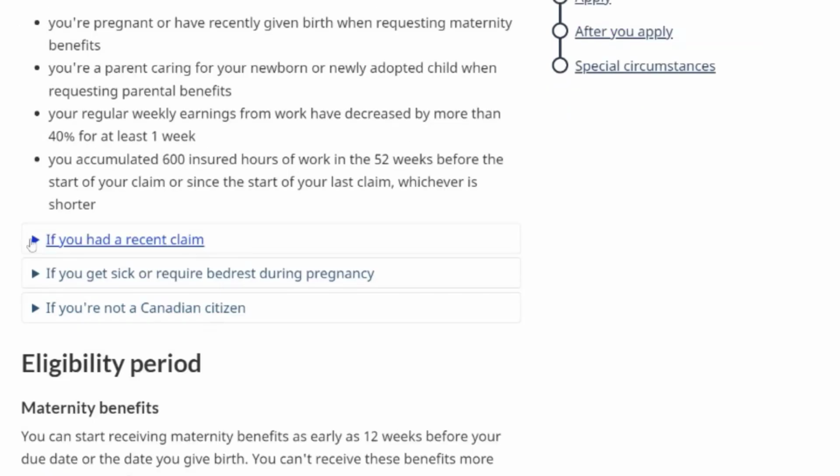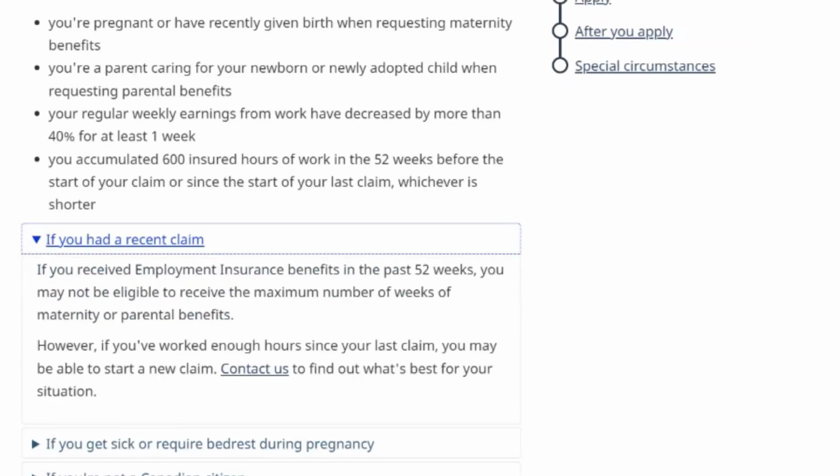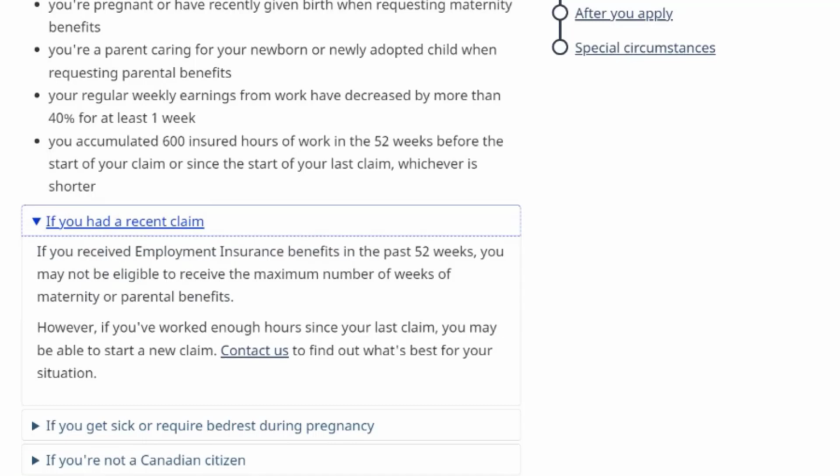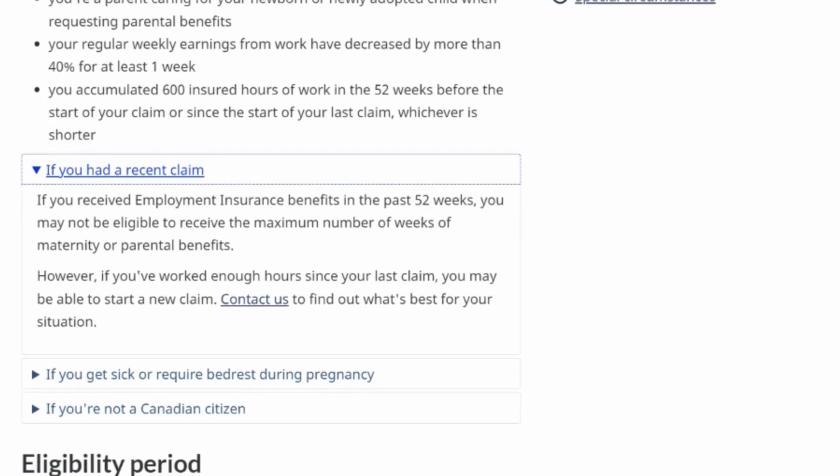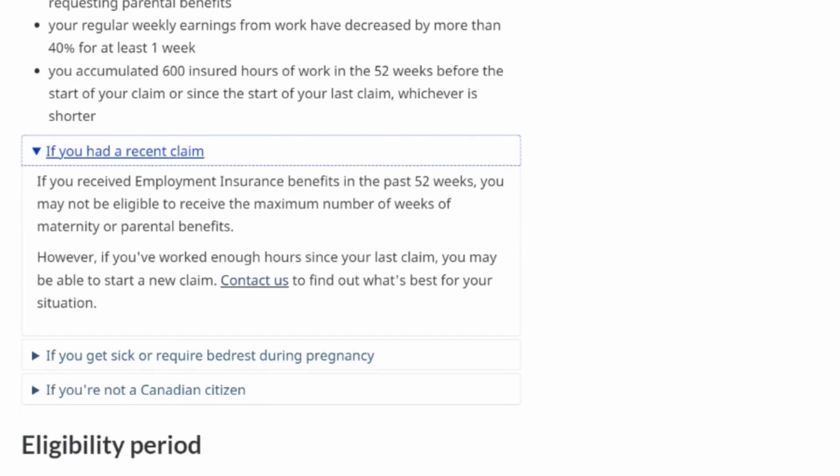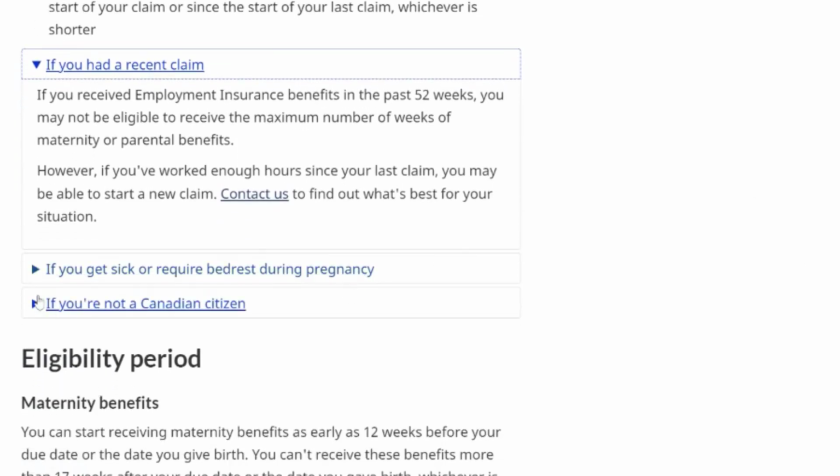If you had a recent claim, if you received employment insurance benefits in the past 52 weeks, you may not be eligible to receive the maximum number of weeks of maternity or parental benefits. However, if you've worked enough hours since your last claim, you may be able to start a new claim. Contact them to find out what's best for your situation.